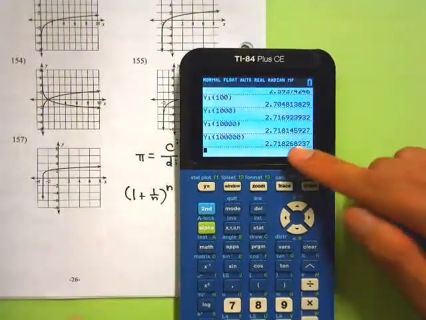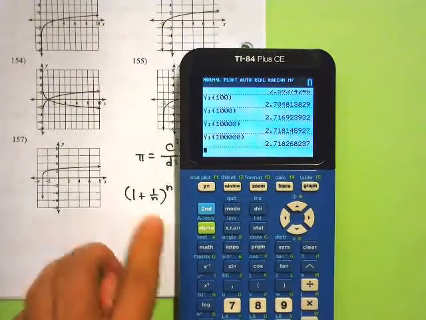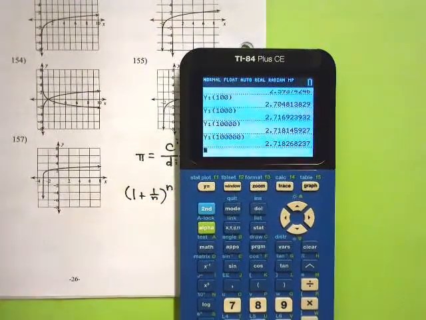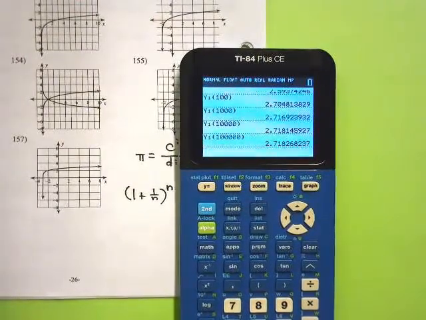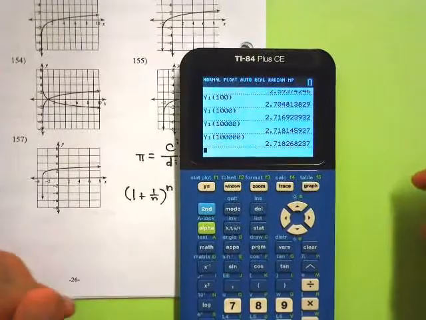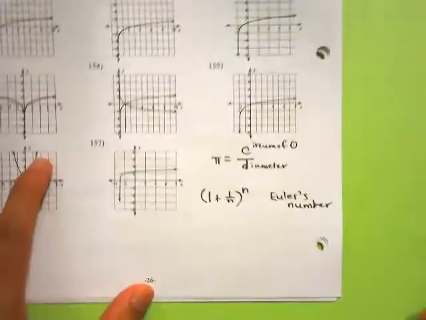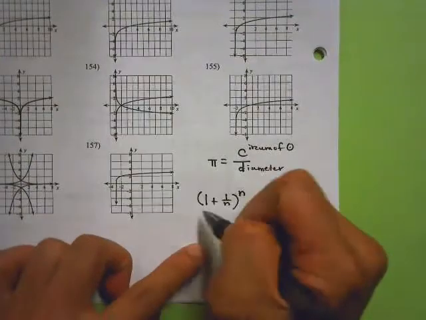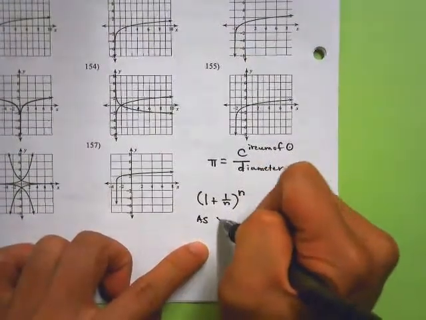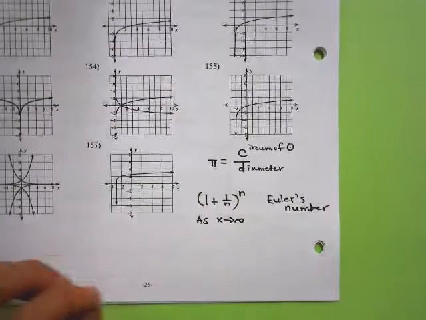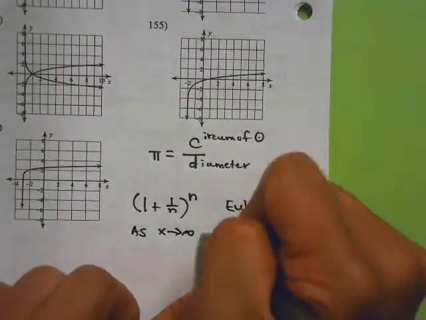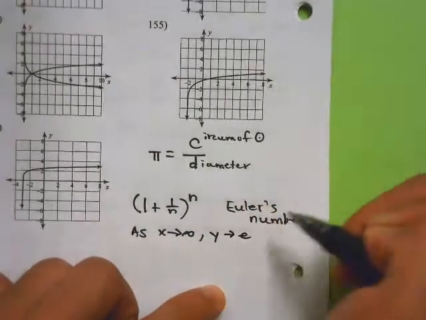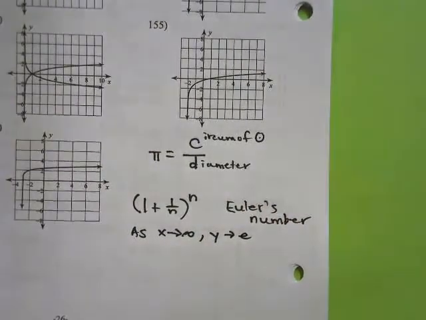Okay, so the bigger number we keep plugging in for these two, the same values, so n and n, it keeps going to the specific number 2.718, etc. And then I usually round that off to 2.72. So the larger it gets, as x goes to infinity, we keep plugging in more and more numbers, y is heading towards this specific number e, or e to the 1. Okay, so this is where e is coming from.